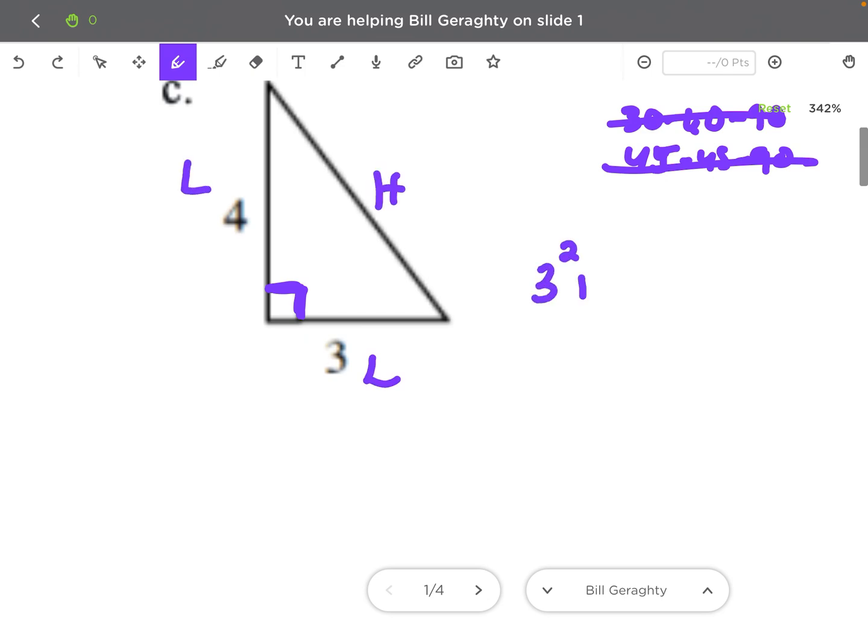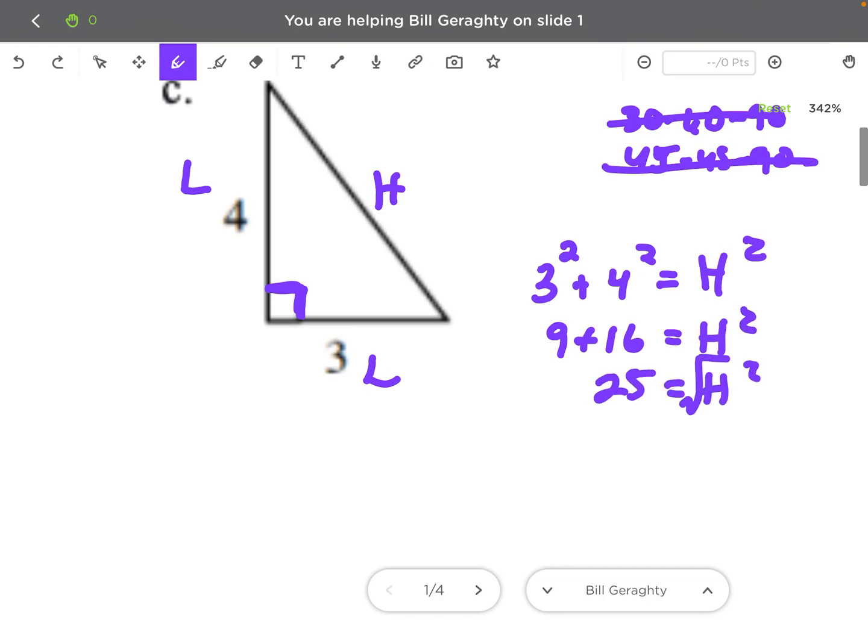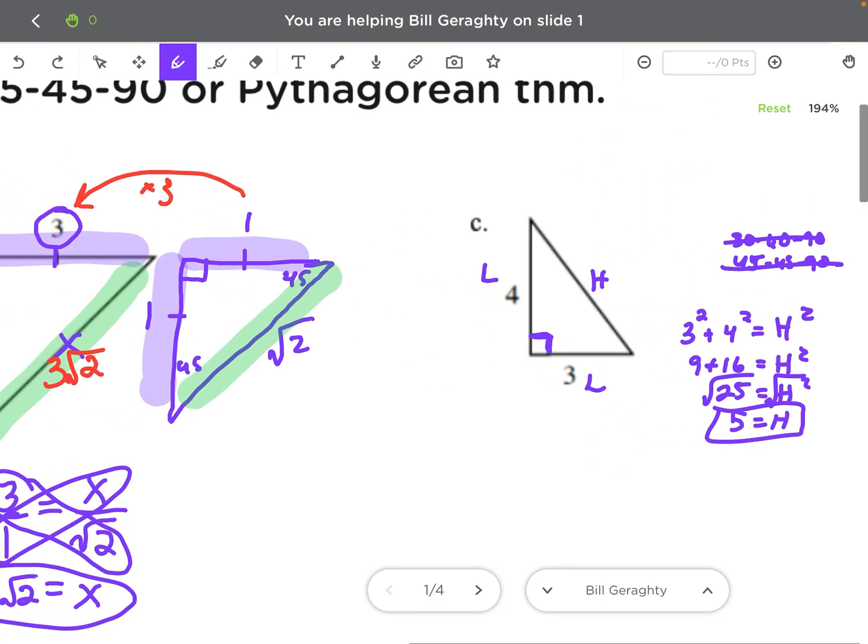It's leg squared plus leg squared equals hypotenuse squared. 9 plus 16 equals hypotenuse squared, 25. To undo squaring, we square root both sides. So my hypotenuse is equal to 5.